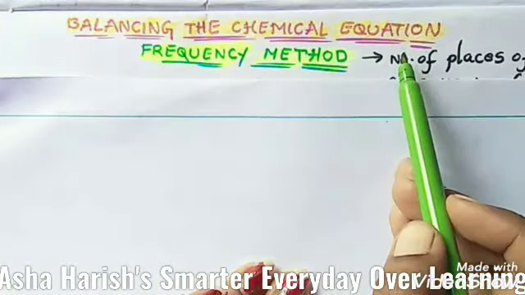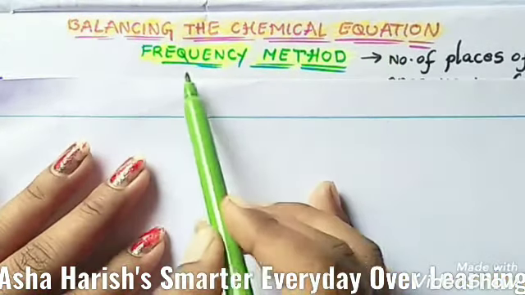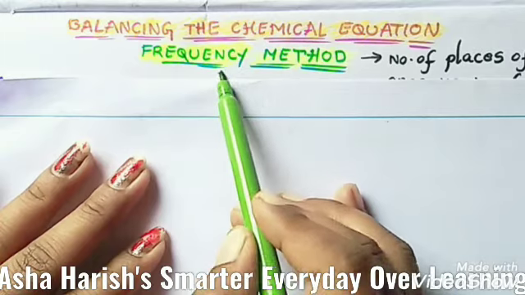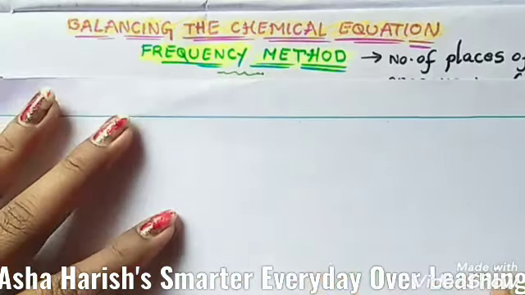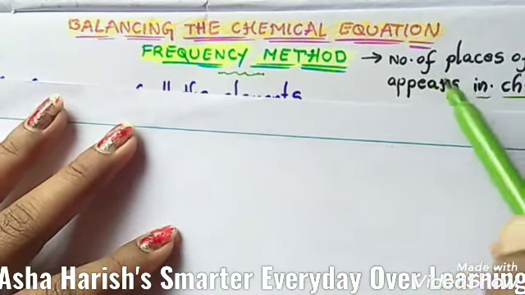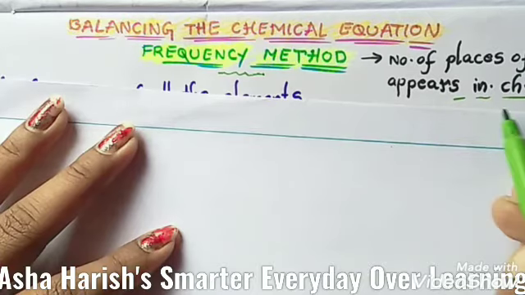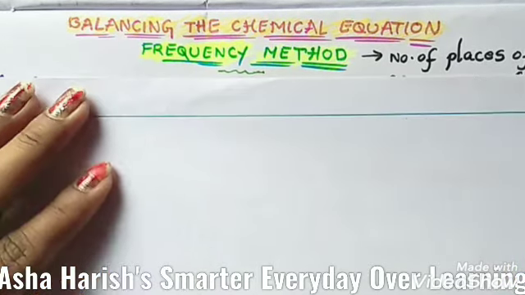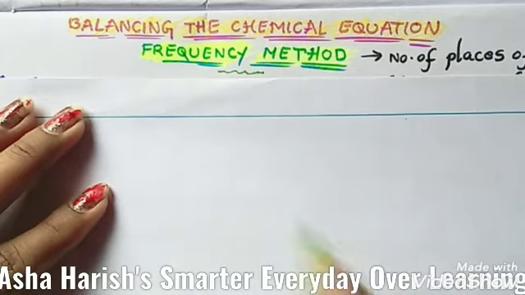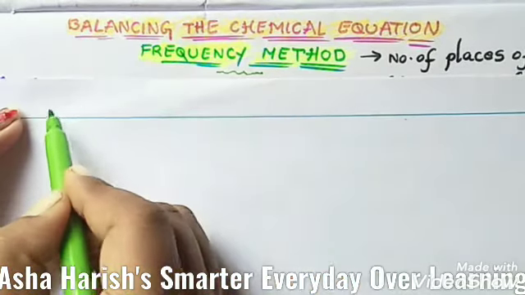Now students, before starting the topic, you have to know what frequency is. In this frequency method, frequency means the number of places where an element appears in the chemical equation. Here is the example I am going to write.